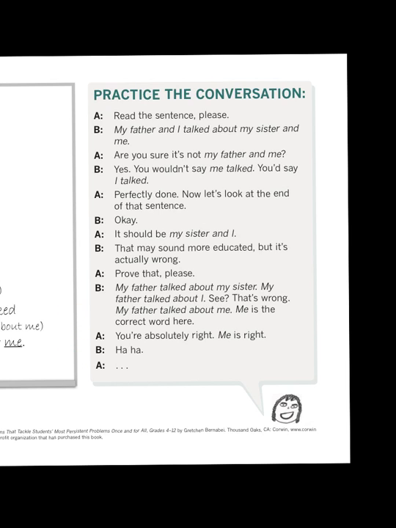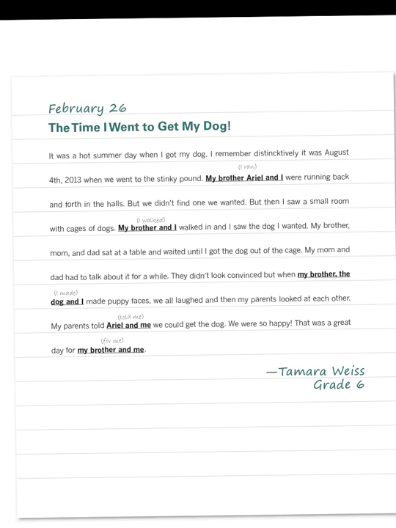Okay, so let's finish this up with a journal entry like we always do. And I'll read just a little part of this, and then you can read the rest on your own. It was a hot summer day when I got my dog. I remember distinctively it was August 4th, 2013, when we went to the Stinky Pound. My brother Ariel and I were running back and forth in the halls. So let's look at this part here, my brother Ariel and I.